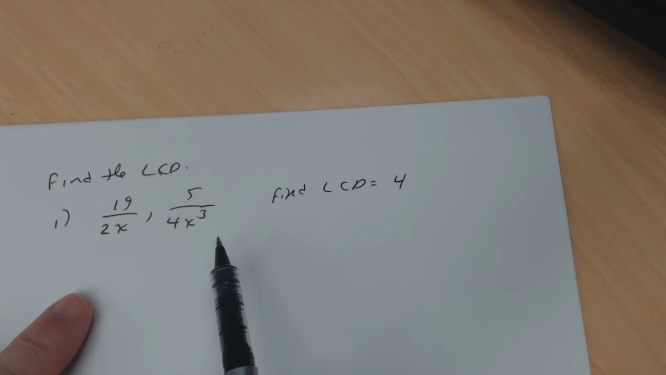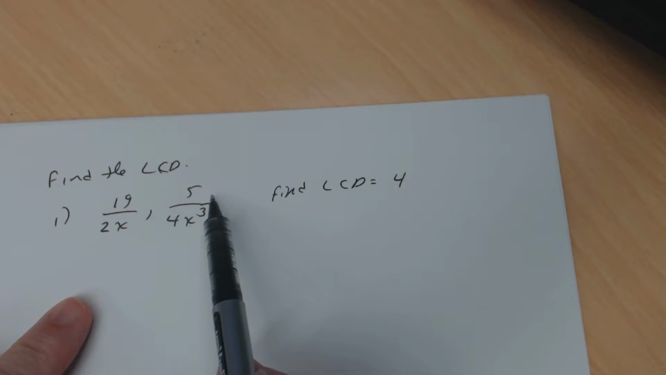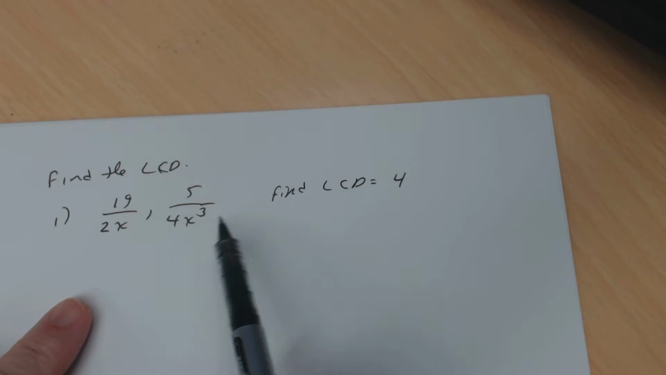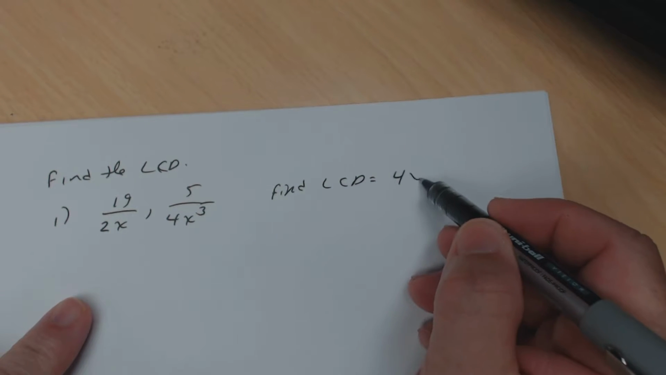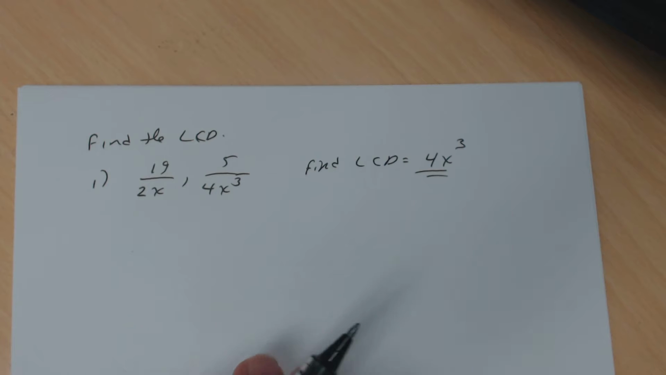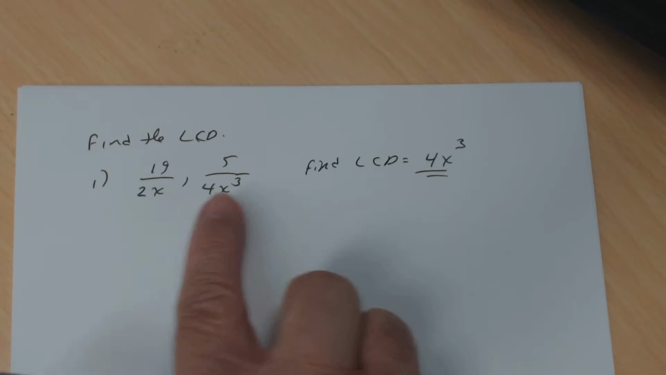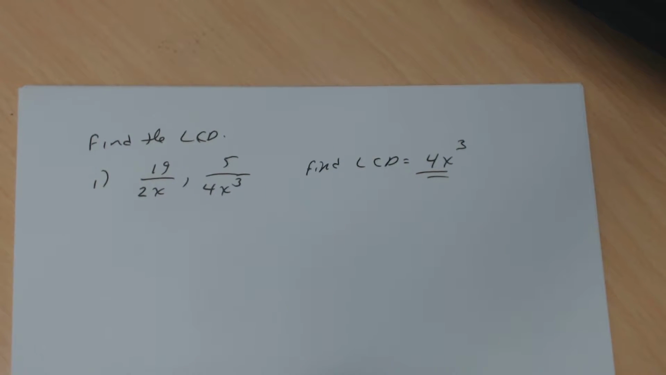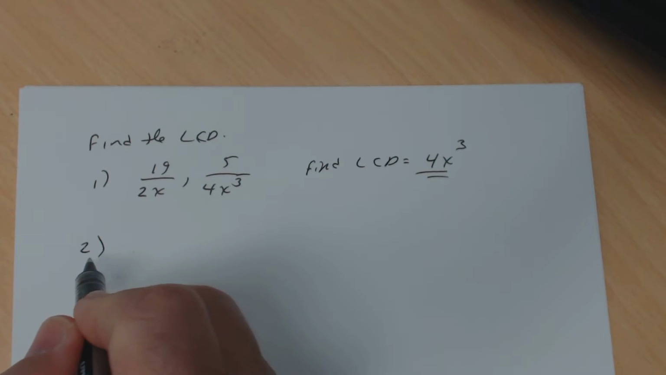The same idea here. There's 1 factor of x, 3 factors of x, your exponent. So I need 3 factors of x, the largest exponent. So there's your LCD. In another lesson, you're going to write equivalent fractions with this LCD. All right, number 2.